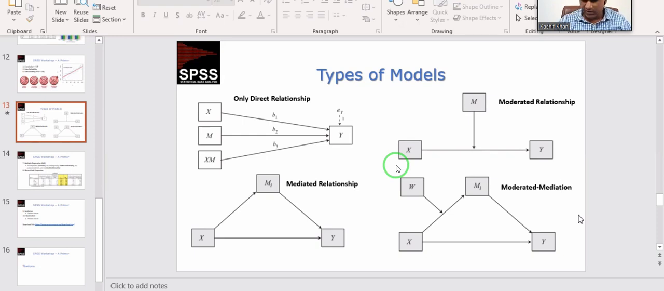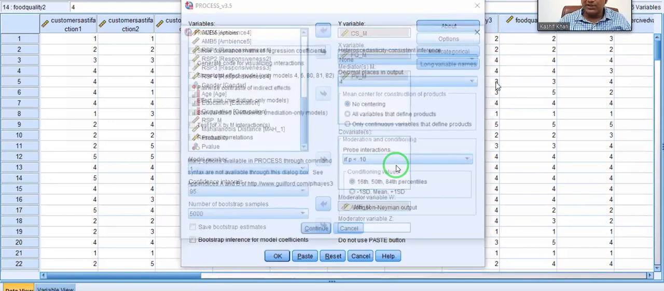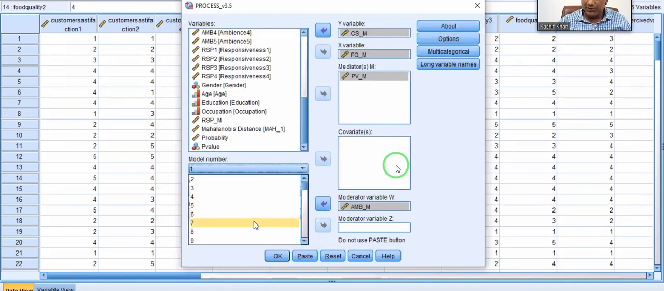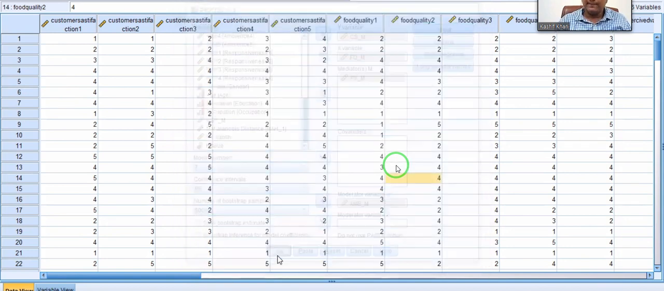For that we have a different model, and I'll show you the sheet. So if that's the way you have set up your hypothesis, we'll just select as it is, and now I'll be checking many things here. Show covariance regression, yes. Generate code for visualization, even though I'll not be running it, but the code shall be there. There's pairwise, let's say pairwise effect size, test for X interaction, that's about it. And again, standard deviation here, continue, the rest I leave here. Model number should be 7, and that's about it. And click OK.